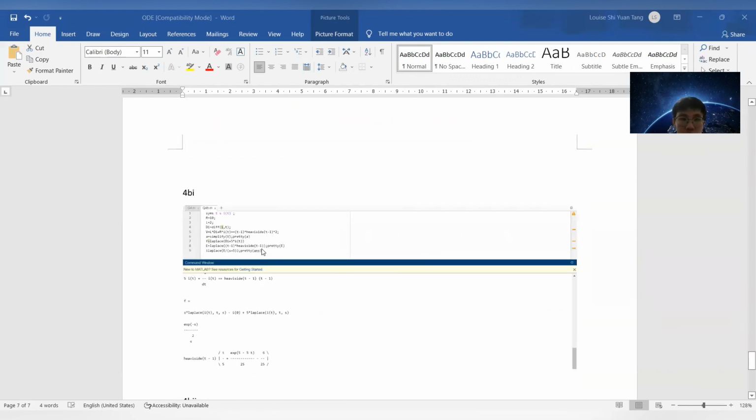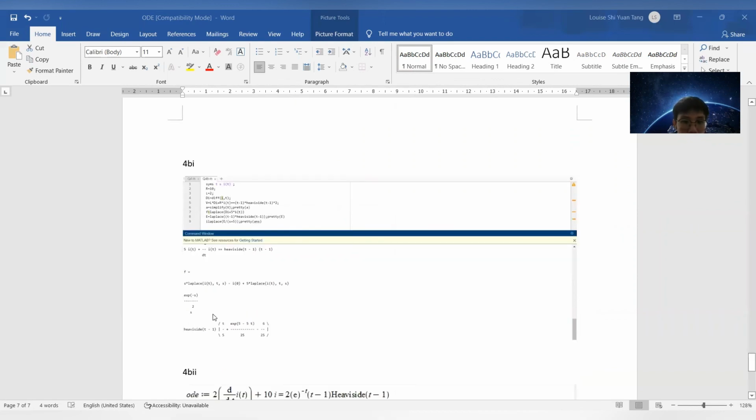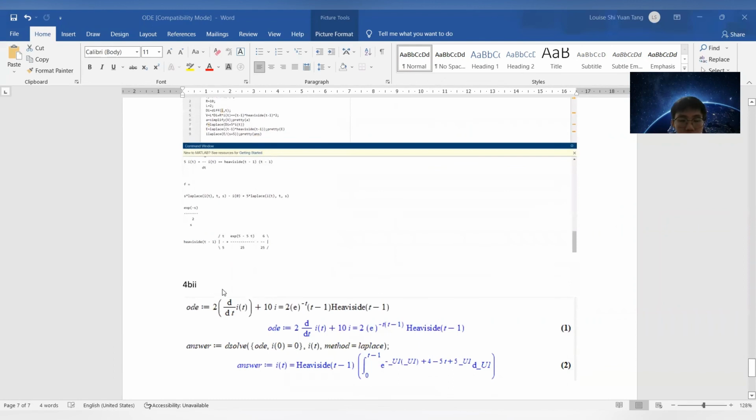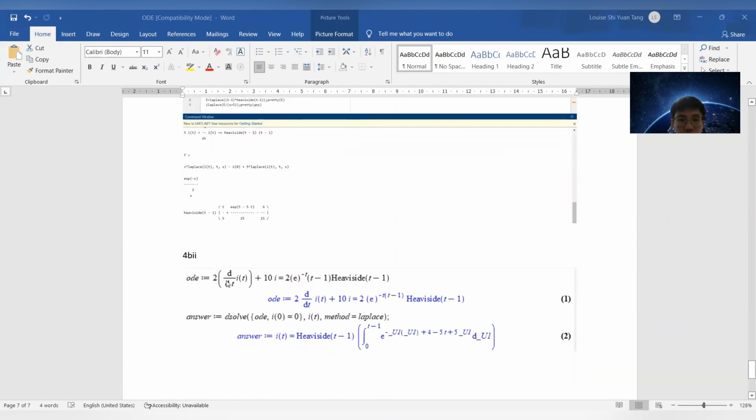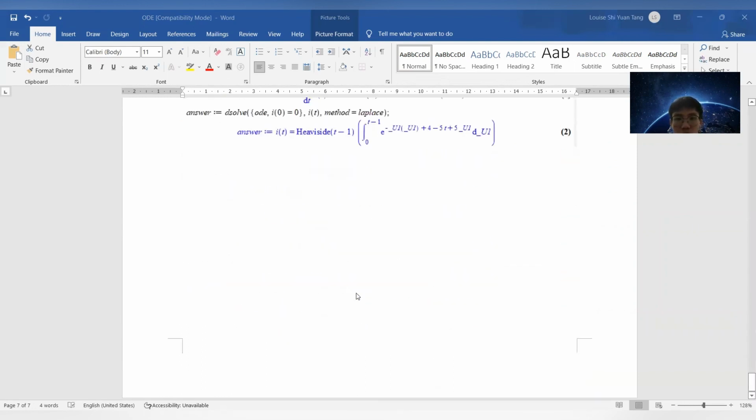And for B1, we use the method. So we also put in the coding, and then we get the answer. And for B2, we use the mapper, and we also put in the coding, and we will get the answer like this. That's all for question 4.